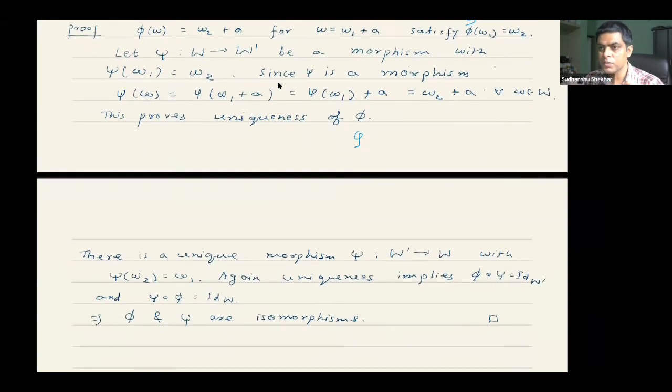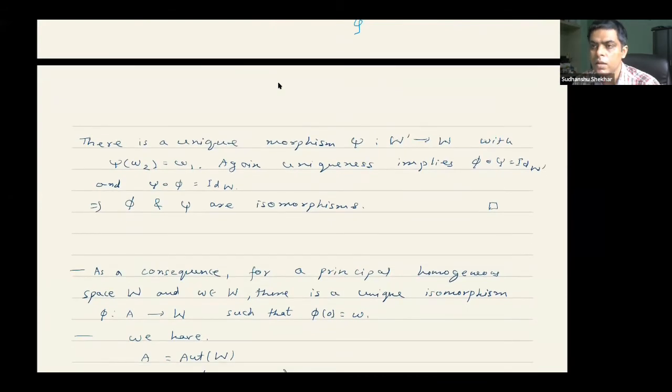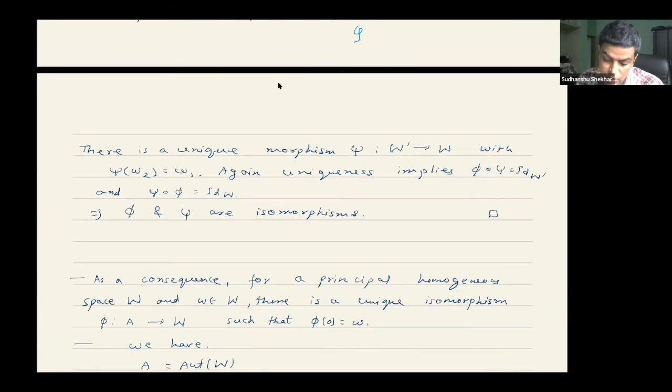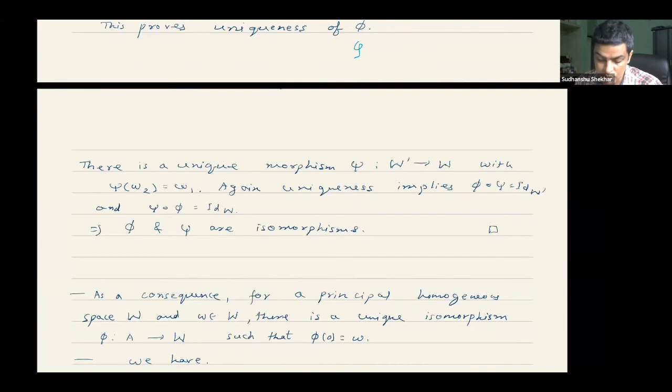So we just have to fix two elements, and that will determine the morphism. Also, to see that all morphisms between principal homogeneous spaces are isomorphisms, we just use the uniqueness again: in both directions we have only one map which takes one element to another. The composition will be identity on both sides, and therefore both will be isomorphisms.